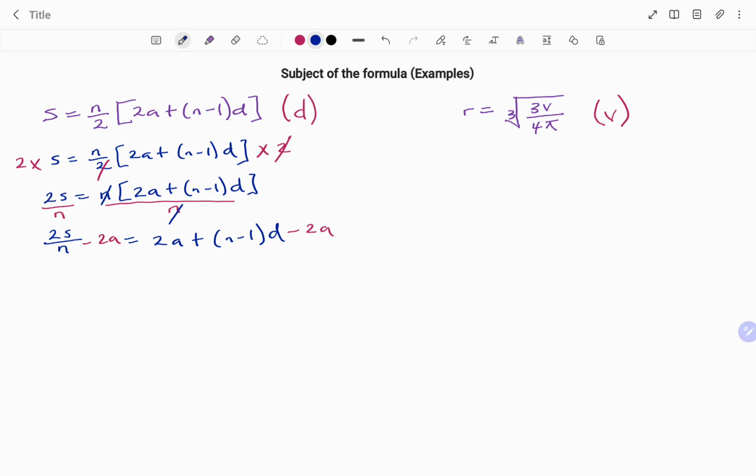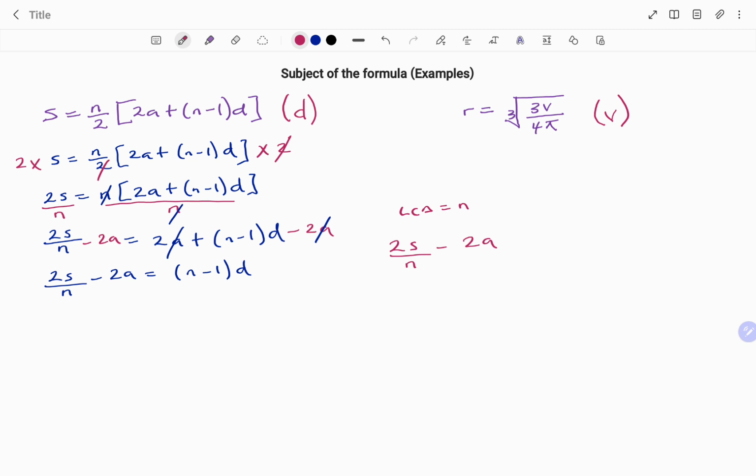And if I do that, I have 2s over n minus 2a equals 2a minus 2a, that's 0. I have n minus 1 all times d. To simplify my left-hand side, I have 2s over n minus 2a. The LCD is n, or the lowest common denominator.